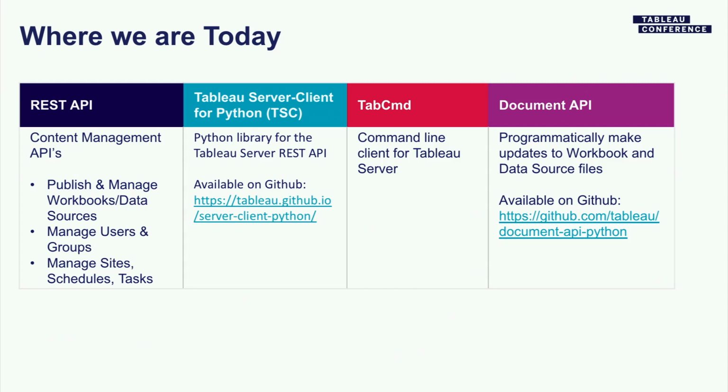So where we're at today. Again, we kind of cover 4 areas on the automation team. Those 4 areas are our REST APIs. So that's primarily for content management, so publishing and managing workbooks and data sources, managing users and groups, schedules and tasks, all those functions of your server.